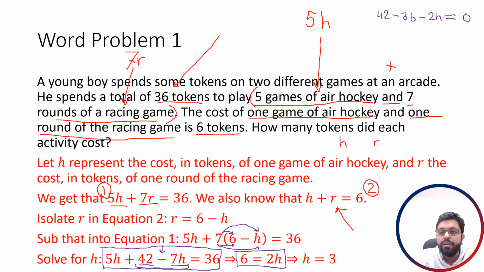So that's what we have right there. So 42 minus 36 is, whoops, it's not 36, it's just 6. 42 minus 36 is 6. And then instead of keeping the minus 2h there, I'm going to add 2h to both sides. And so we get 6 equals 2h. And then from that, you can divide both sides by 2, and you get h is equal to 3. So that tells you that one game of air hockey costs 3 tokens.